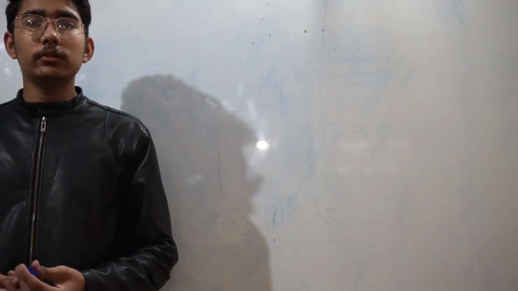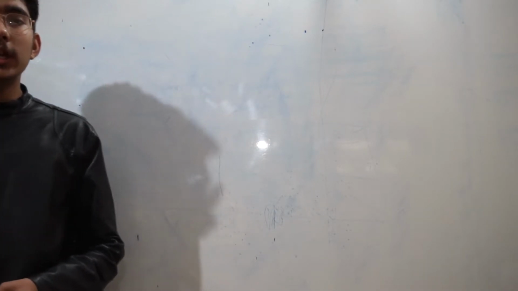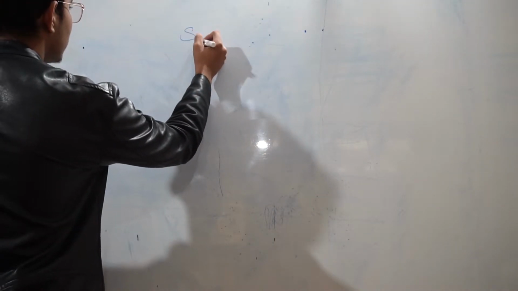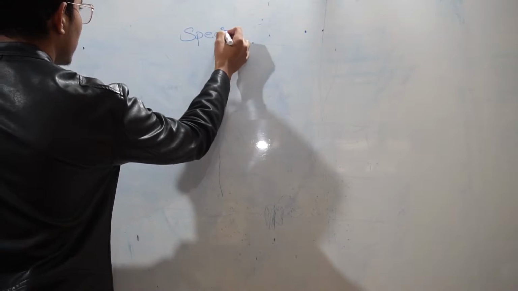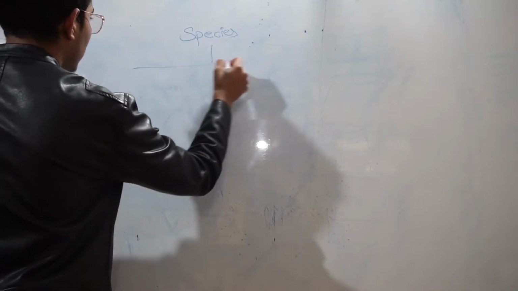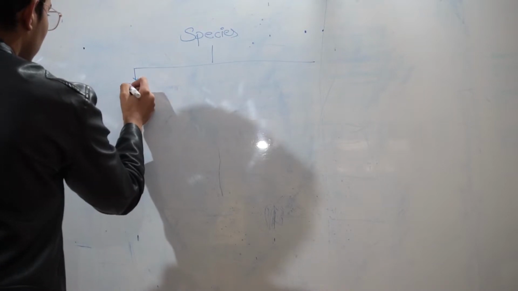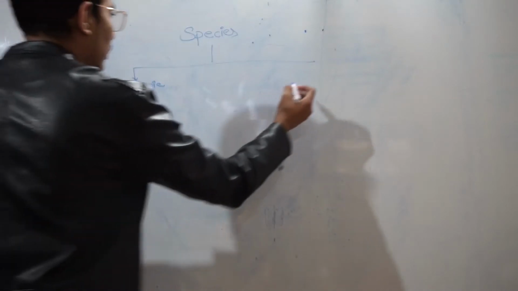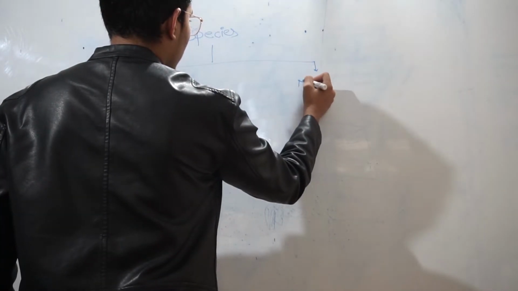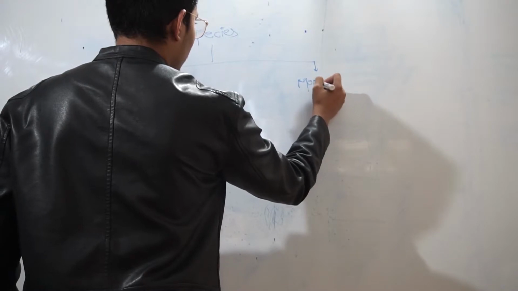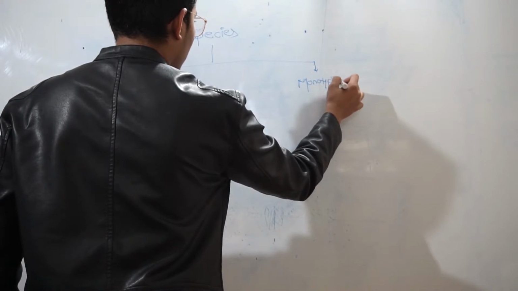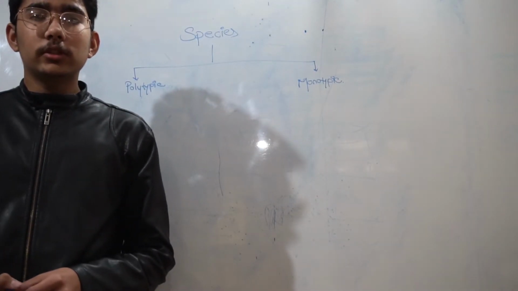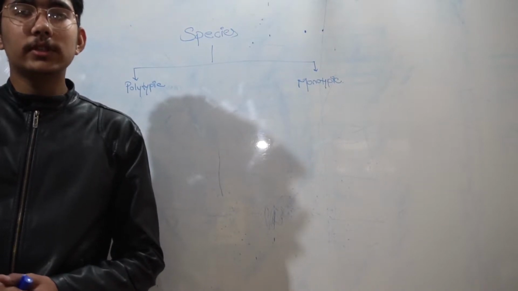Now let's talk about types of species. Here I am dealing with two types, monotypic and polytypic. Yes, types of species. Now polytypics are the ones in which there is presence of more than one subspecies.